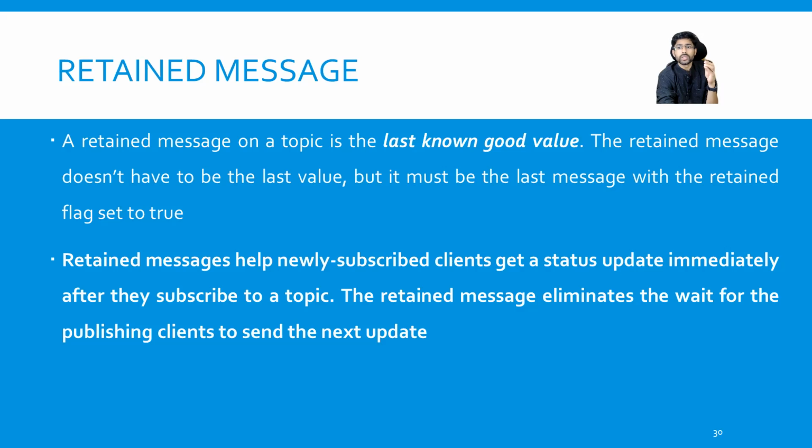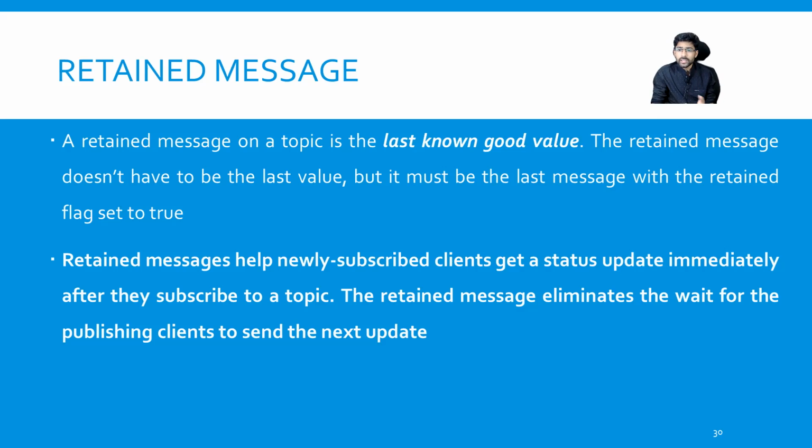It means suppose 1, 2, 3, 4, 5 values were published by the publisher. It is not going to receive all the values 1, 2, 3, 4, 5. Whatever the last known good value, it will be received by the subscriber if the message is retained at that particular topic by the publisher, right? So this is a very important feature.